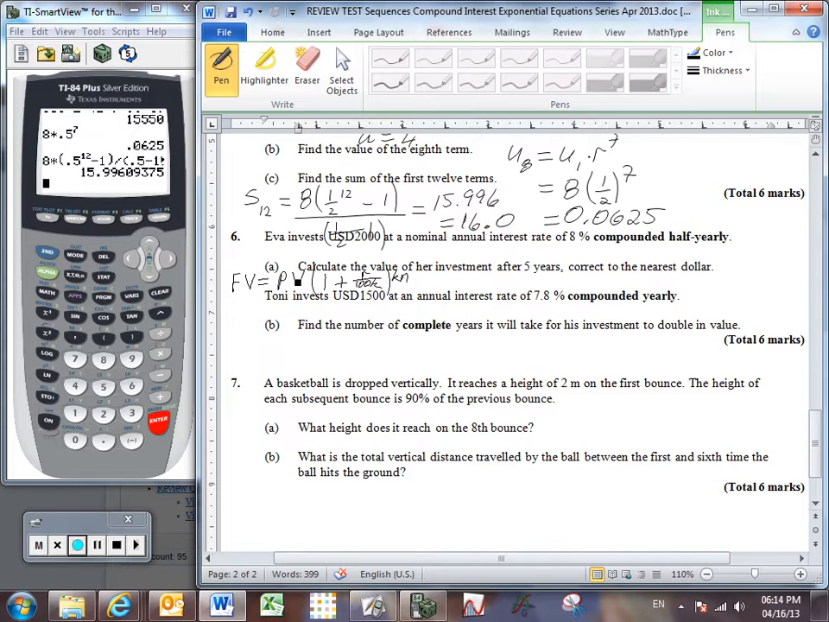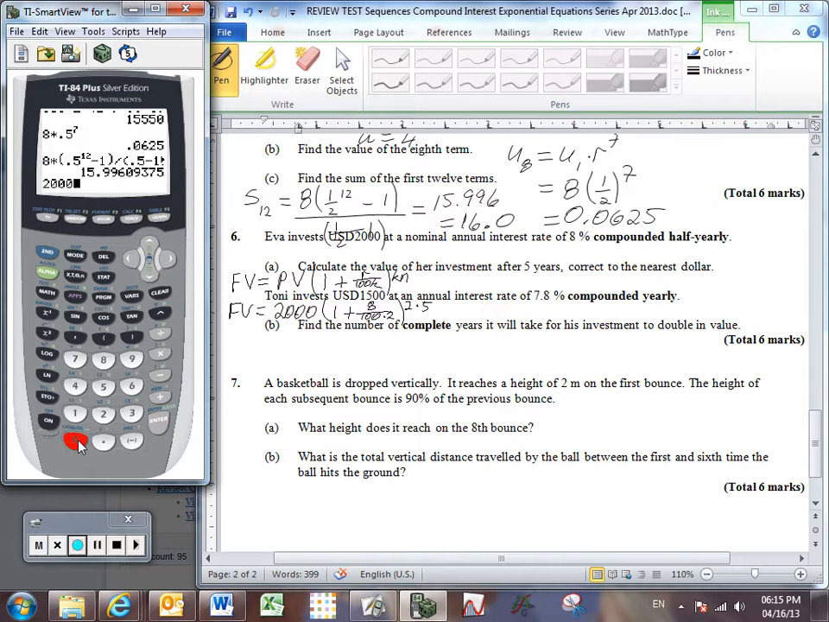So the initial investment is $2,000, and our r value is 8%, so that's 8 over 100. And the k is the number of times it's compounded each year, so 100 times 2. And then this k is 2, and how many years? It looks like after 5 years, so 2 times 5 is going to be your exponent. And that's going to be your future value of the money, so let's work it out.